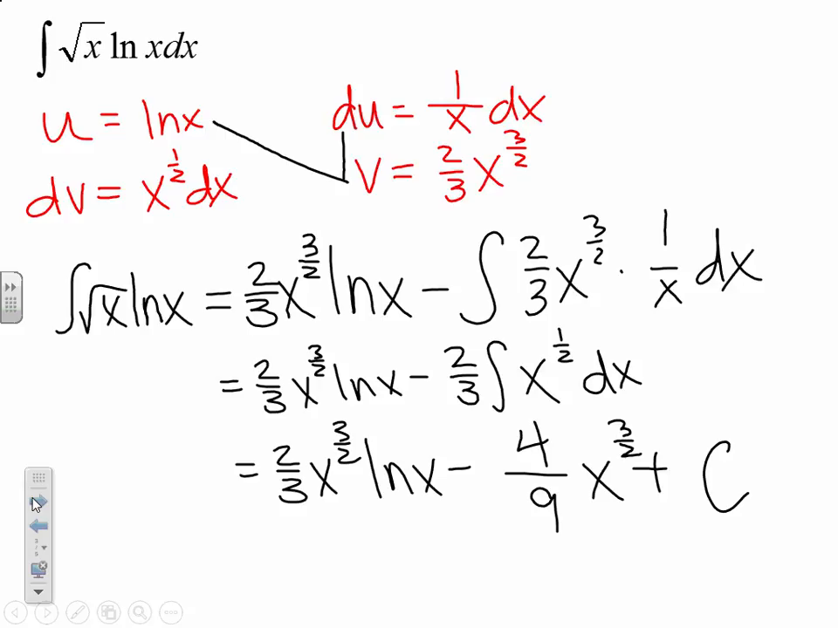So here's the deal. Tomorrow's quiz, you don't actually have to evaluate any of the integrals that you take. You just have to set up the integrals. And that's going to save you time.